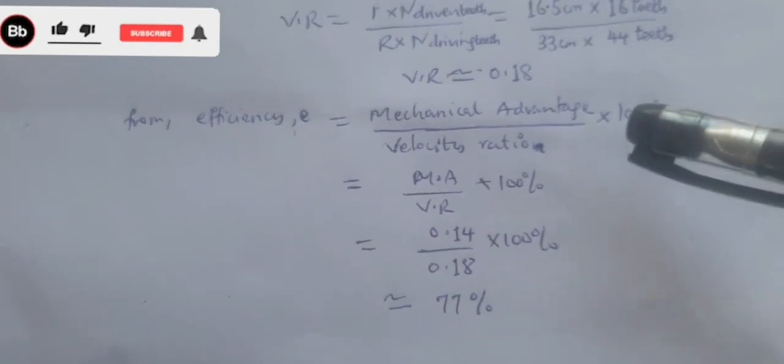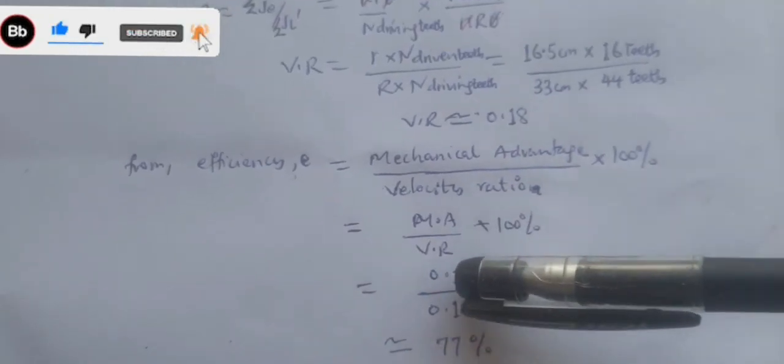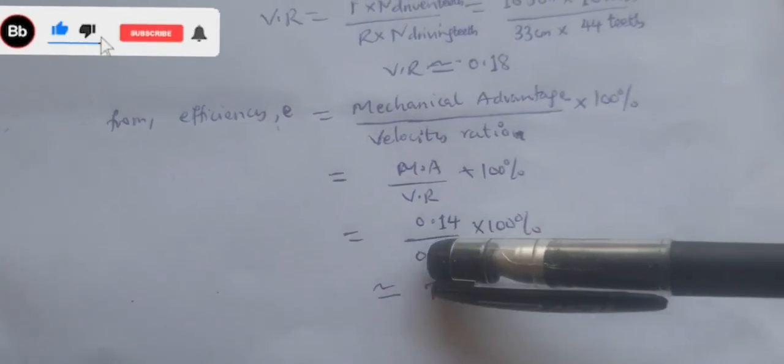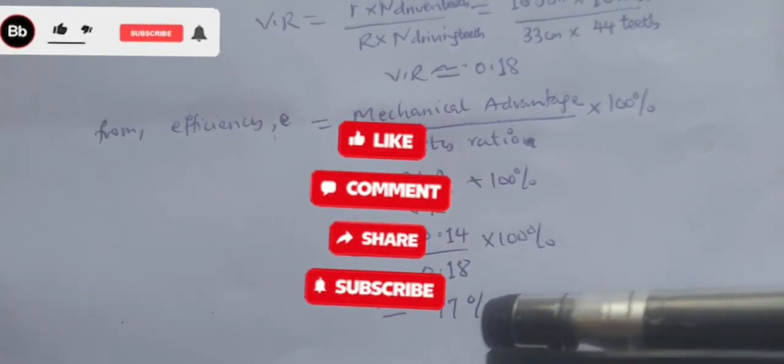while the efficiency of the machine is equal to mechanical advantage divided by velocity ratio times 100%. Then we substitute the values as we have been given the mechanical advantage, and we divide by this velocity ratio, and the efficiency of the machine is approximately equal to 77%.